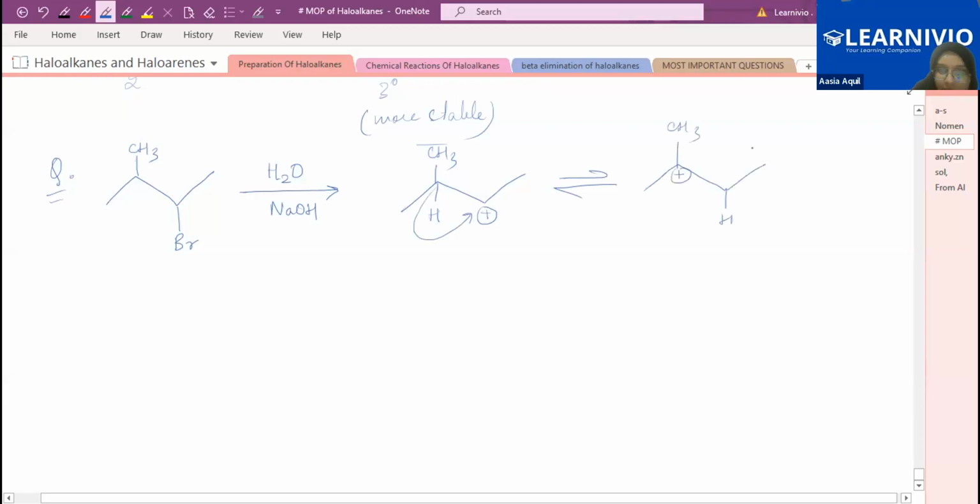Now see, NaOH, sodium hydroxide. So what is the nucleophile here? You have to check it out. Na plus and OH minus, right? So OH minus, the negative part, is the nucleophile. So now in the next step, this OH minus will obviously attack on the carbocation center. And this is a tertiary carbocation, so it is very reactive.